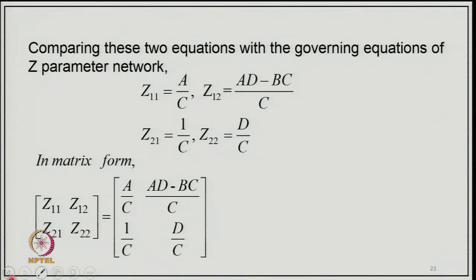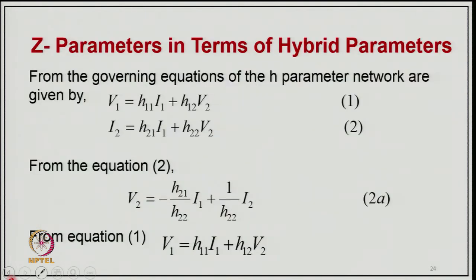So we can say Z11 will be A upon C, Z12 will be (AD minus BC) upon C, Z21 will be 1 upon C and Z22 will be D upon C. In matrix form, the Z matrix Z11, Z12, Z21, Z22 equals A upon C, (AD minus BC) upon C, 1 upon C, and the last element D upon C. That is the impedance matrix in terms of the transmission line parameters.